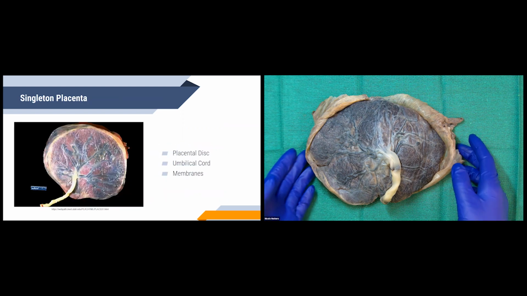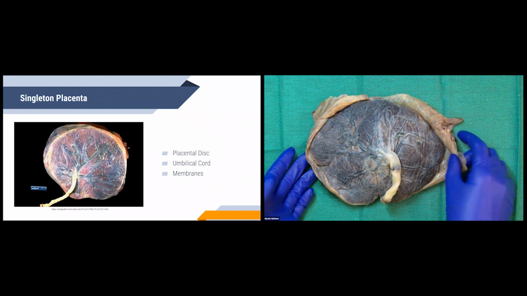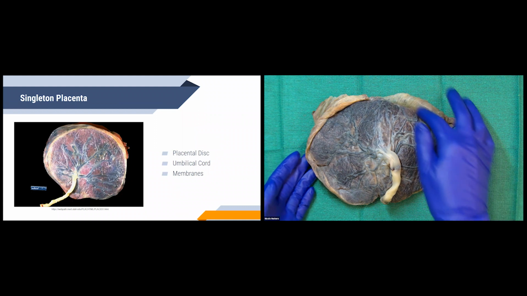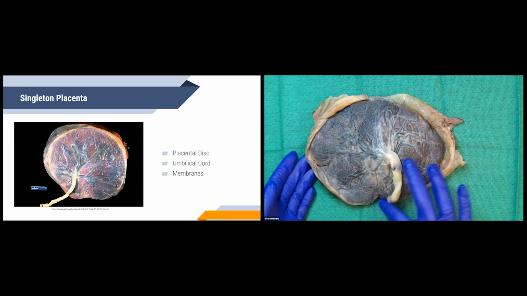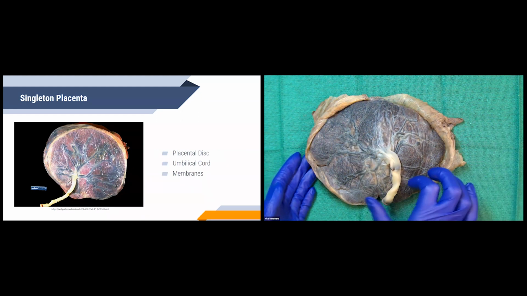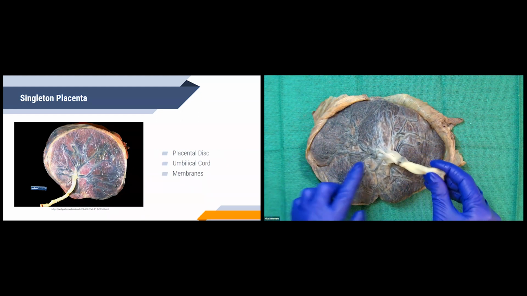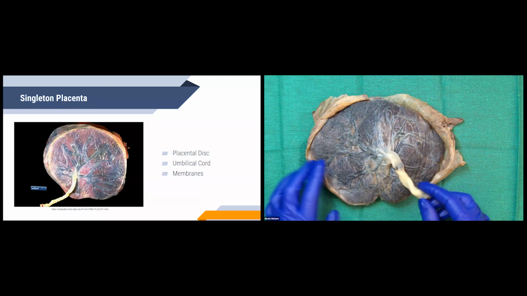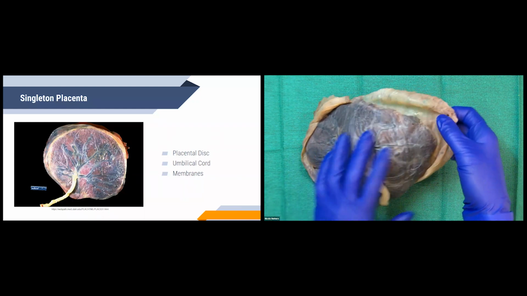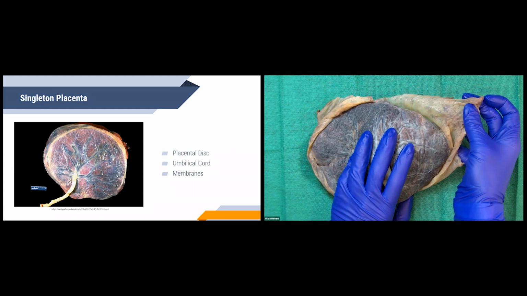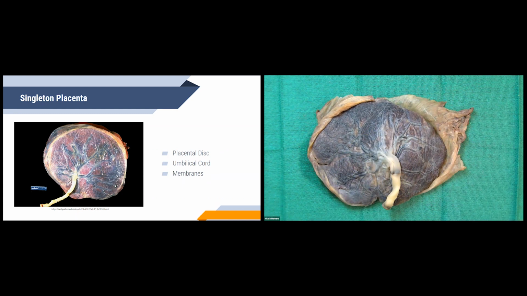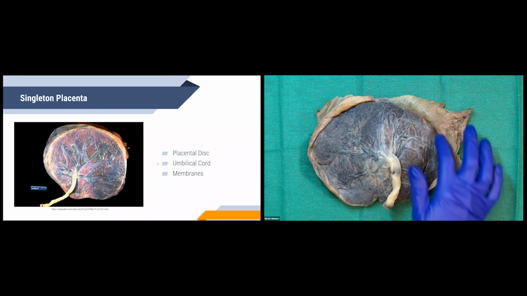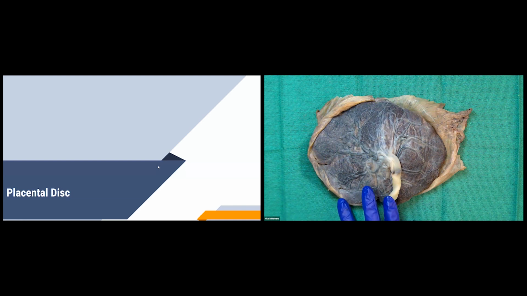So our specimen is a singleton placenta. So that includes the placental disc, which is shown here, the umbilical cord, which is here, and then the membranes, which you can see here. So now we're going to go in and talk about each one of these components in a lot more detail. And we'll start with talking about the placental disc.